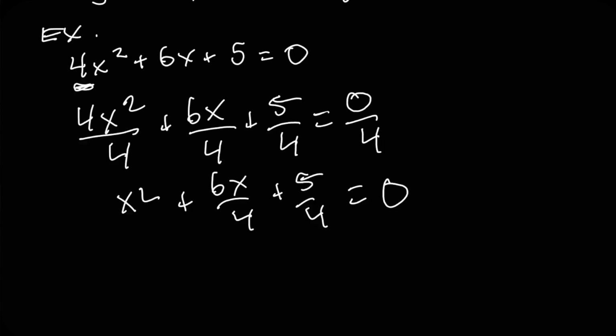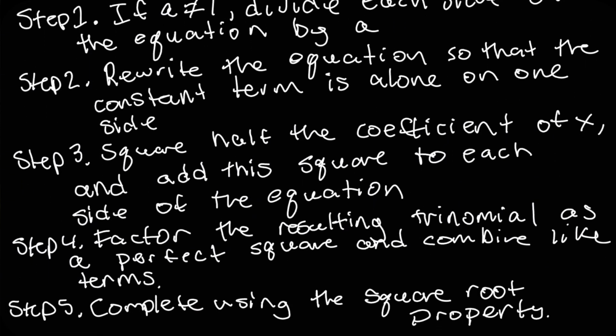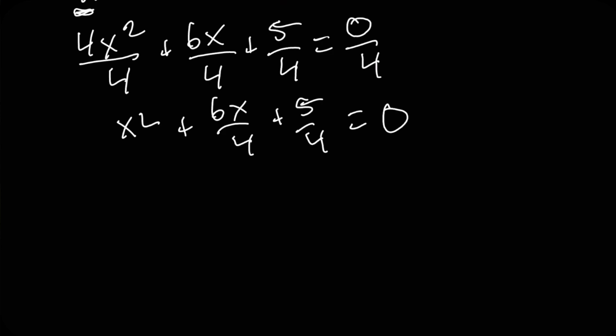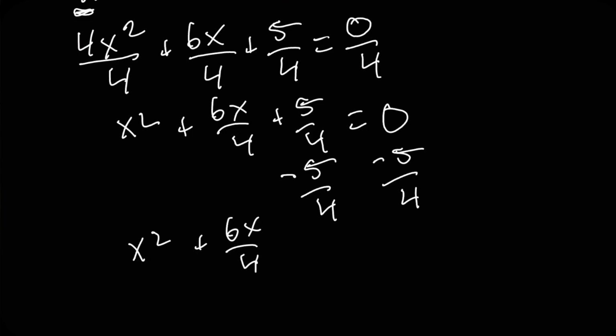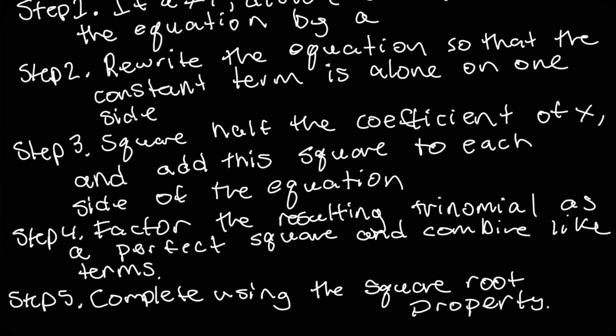Now we need to go ahead and move on to our step 2. What did step 2 say? Rewrite the equation so that the constant term is alone on one side. So we do need to get our constant term on one side. Let's get it over to the right hand side by subtracting it. So this will give us x squared plus 6x divided by 4 is equal to negative 5 fourths. Alright, so now what we can go ahead and do is move on to our next step. So we just moved our constant onto one side.